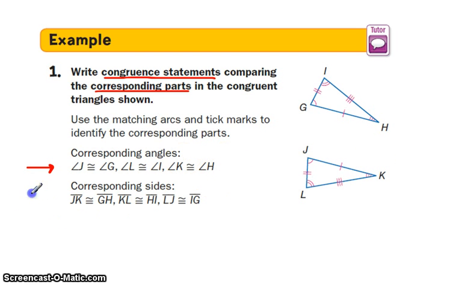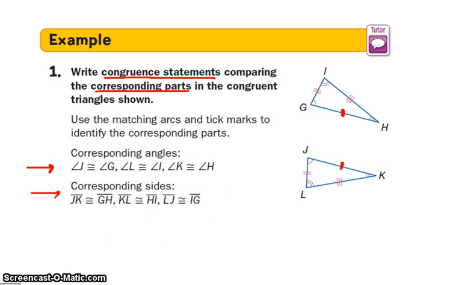Okay? Here's the other congruence statement that they want you to write. They want you to use sides. Okay, they're saying corresponding sides, JK is congruent to GH. So JK right here has 1 tick mark. So should GH. Yep. Okay. And then they match the other 2 sides up. This is how they want you to write congruent statements, okay?